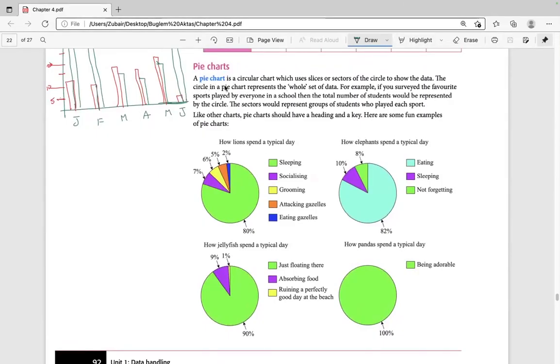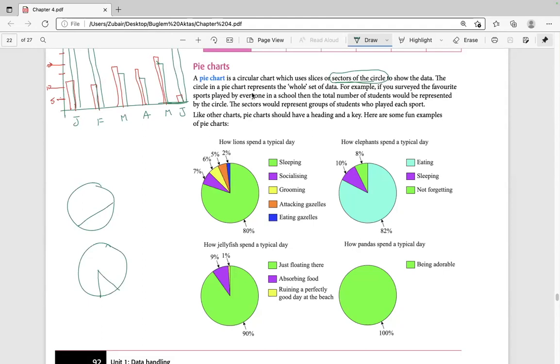A pie chart is a circular chart which uses slices or sectors. Do you remember the difference between sector and segment? Yes. Sector was going through the middle, or touching the middle, and the segment does not go through the midpoint. That's right. Or we can say a segment is made by a chord and a sector is made by radius. Okay. So they are represented as sectors of circles to show the data.